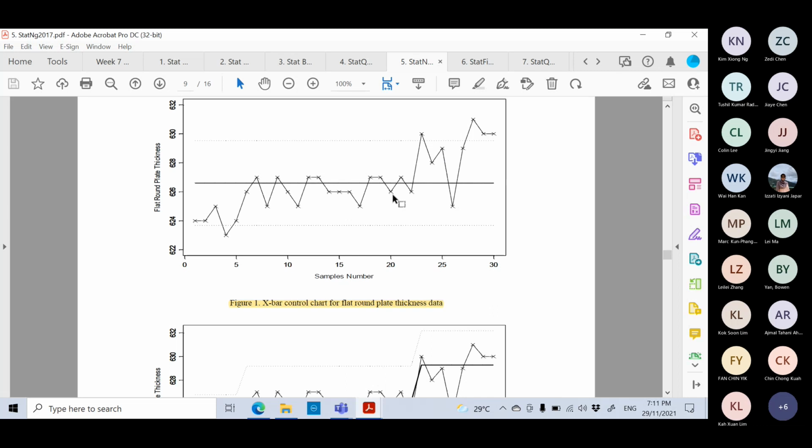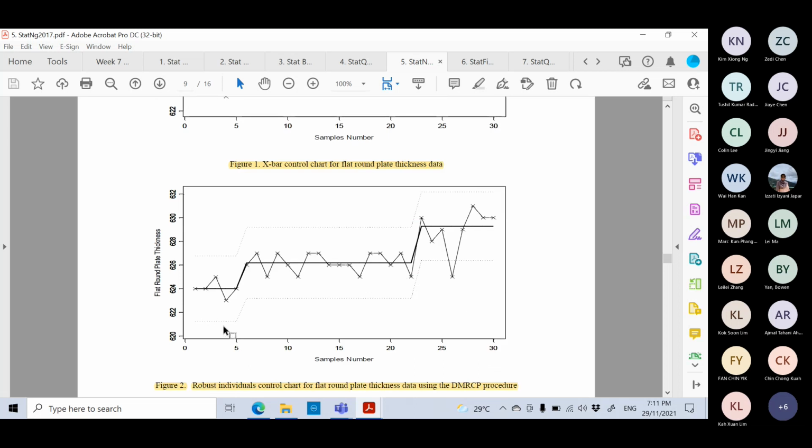Okay, but if you're using the fixed one, you will detect that this one is out of control, this one is out of control, this one out of control, these 1, 2, 3, 4, and 5 points are considered out of control, where you never take care that actually the mean has shifted. So this is one of the examples where you can observe it here.